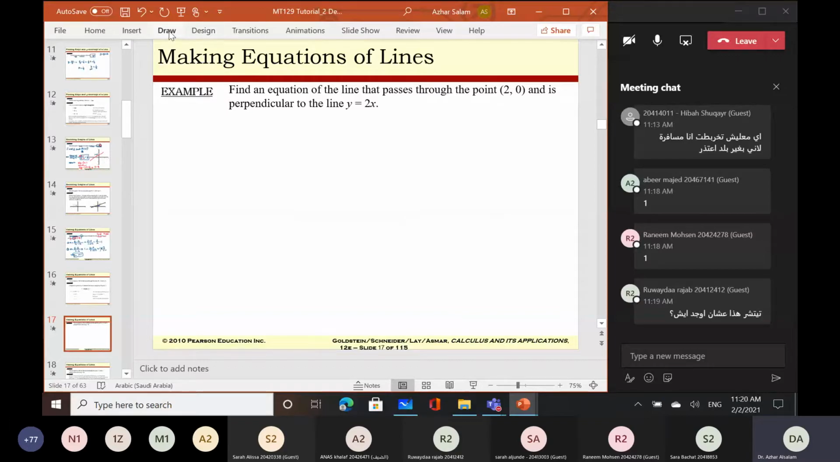Another example. Also here, find an equation of the line that passes through the point. This is the first point, and it's perpendicular. Perpendicular means it's orthogonal. Okay, perpendicular to the line y equals 2x.